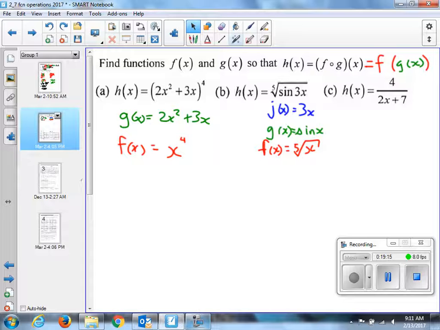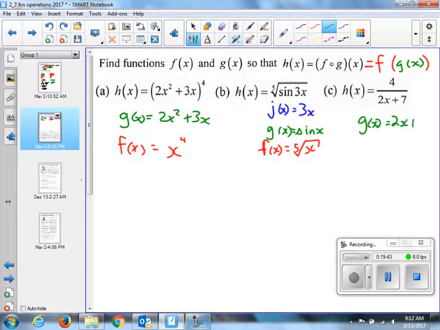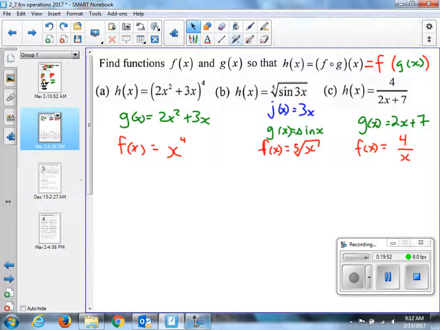Now this last one here. You might be thinking, well, it's not too much inside. Well, you can't think of it that way. You could think of this as 4 divided by something. That's fine. So I'm going to say 4 over x is the outside function. Inside that, I've got 2x plus 7. Okay? So the inside is 2x plus 7, and the outside is 4 over x.